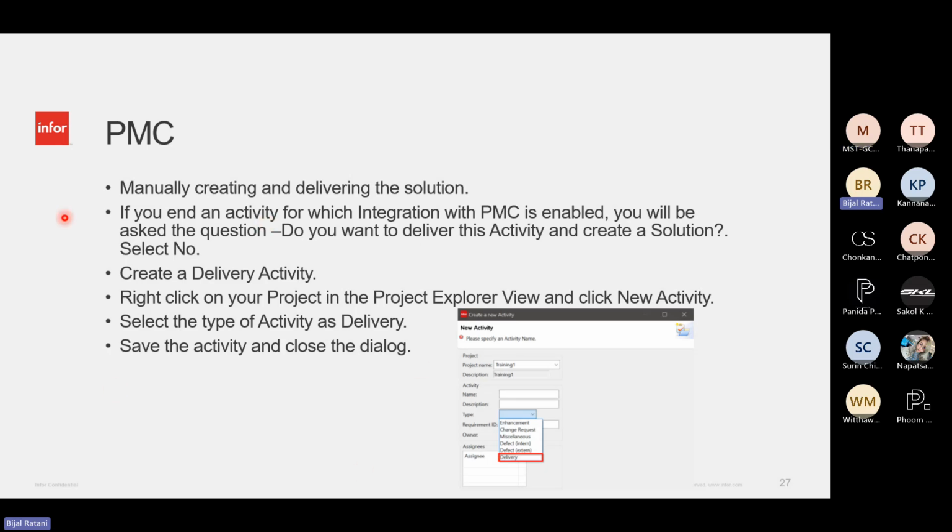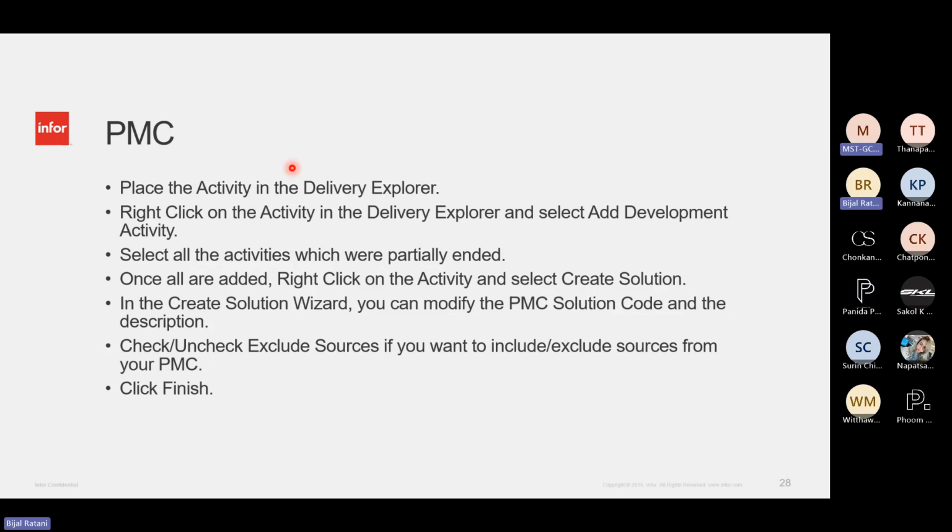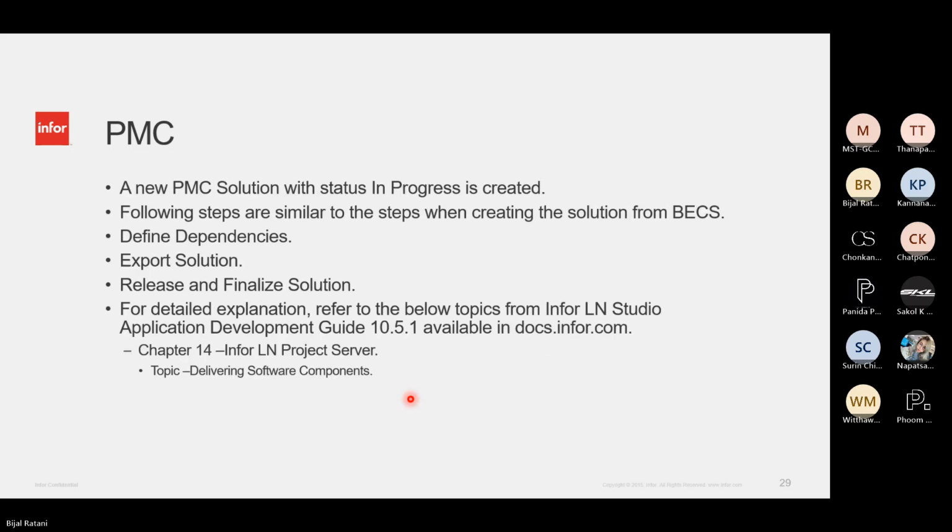You can probably read this for your reference. I will not be going through every point right now. This is for your help only, like how to do that and what wizard will be opened up. As I have already presented the demo, I think the demo will be more helpful than reading these pointers to you. Then here we have given the status explanation: dependency define, export solution, release and finalize. There is one more guide they suggest referring to on docsinfor.com. This is an application development guide which helps you with the PMC creation topic in further detail.